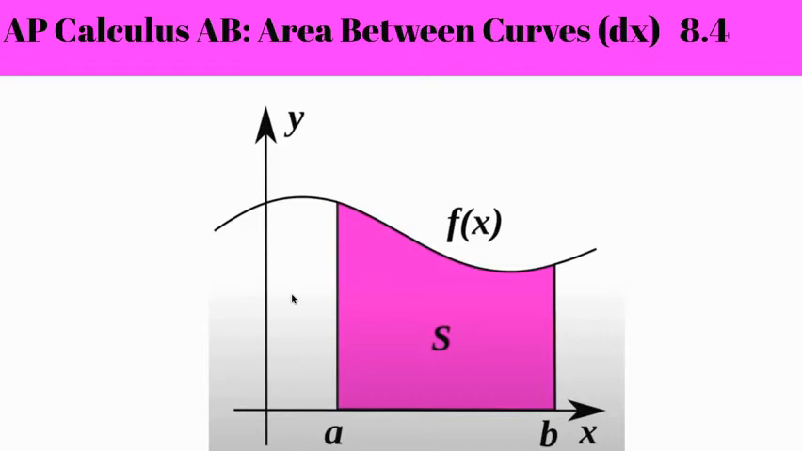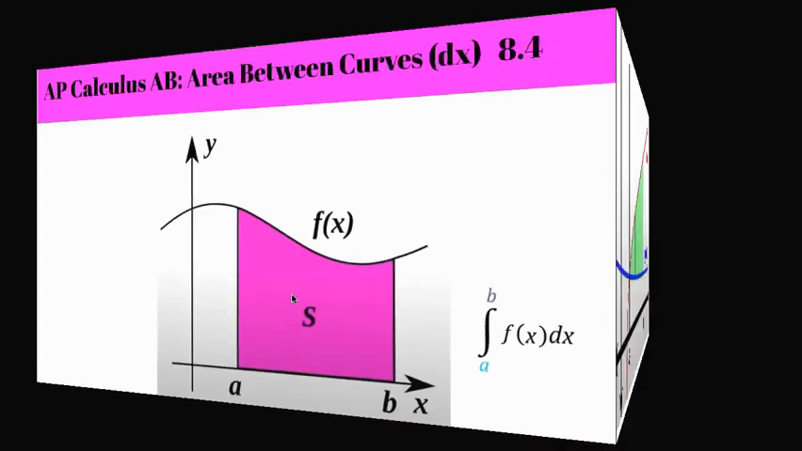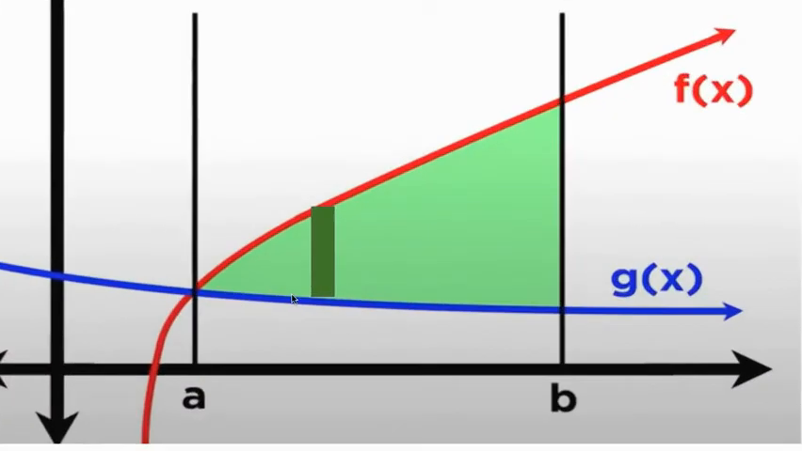We were adding up an infinite number of rectangles. We're still going to be adding up an infinite number of rectangles. So the difference is our bottom function doesn't have to be y equals 0 or the x-axis. So let's talk about when it's not. So suppose we have an upper function, or f of x, and another function, g of x. And suppose we're integrating from a to b. You can see f of x is greater than or equal to g of x on that interval.